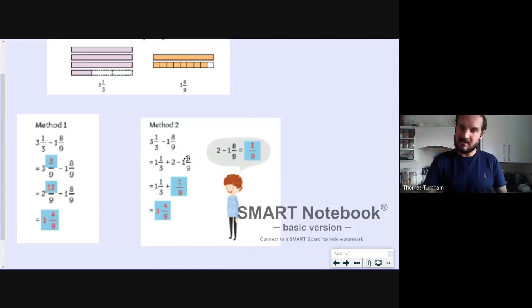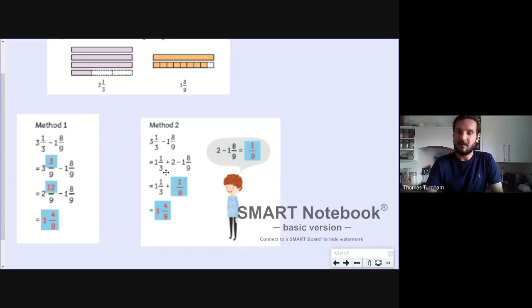So all I've done is look at this little bit here and said, actually, 1 8/9 is almost 2. So let's steal 2 from over here. Forget about the fraction. Let's just steal 2 and take away 1 8/9. That leaves me with 1/9 left. I'm going to add that 1/9 to that 1 1/3 I've just left behind for a moment.